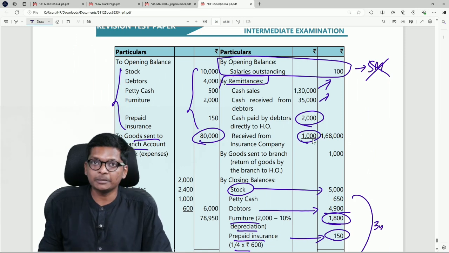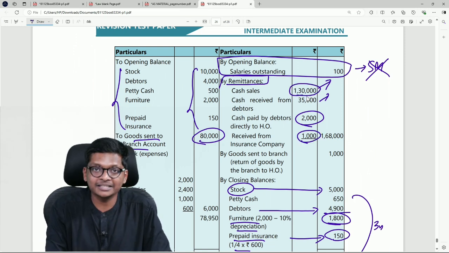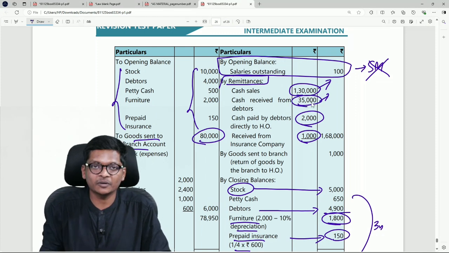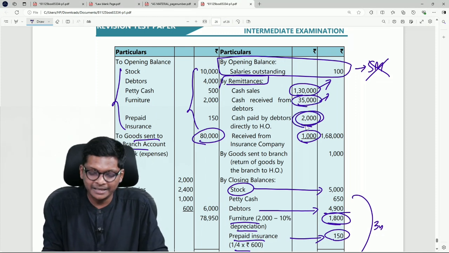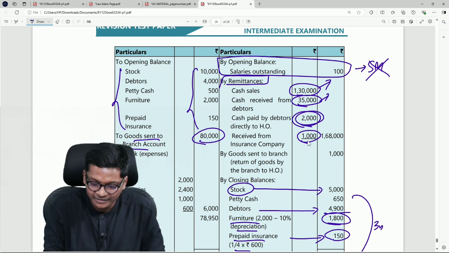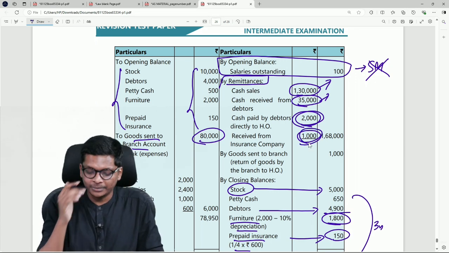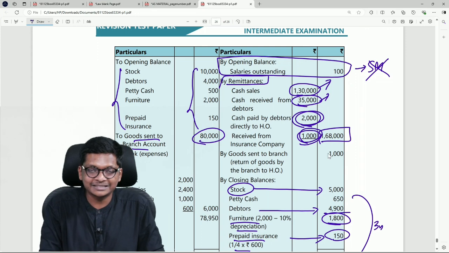So 1,000 is paid by insurance company. So 1,30,000 cash sales, cash received from debtors 35,000, cash paid by debtors to head office 2,000, cash received from insurance company 1,000. Add all of this, 1,68,000.